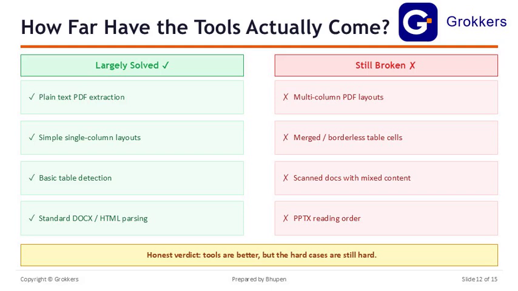The tools extract text in creation order, and there is no standard way to infer intended reading sequence from the file structure alone. The yellow verdict at the bottom is the most important takeaway from this slide. The tools have genuinely improved, but if your document collection contains the hard cases, you will still need custom pre-processing logic that no off-the-shelf tool currently provides.